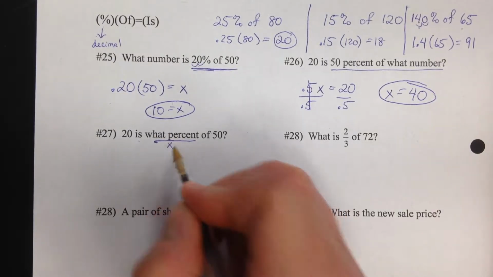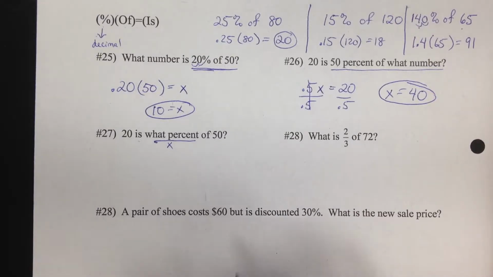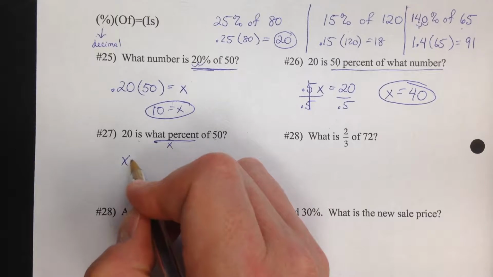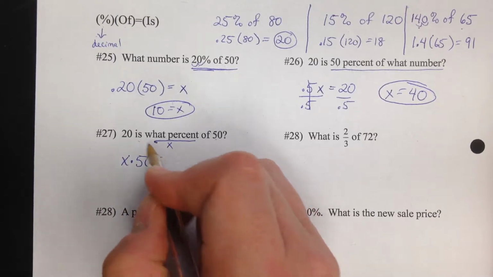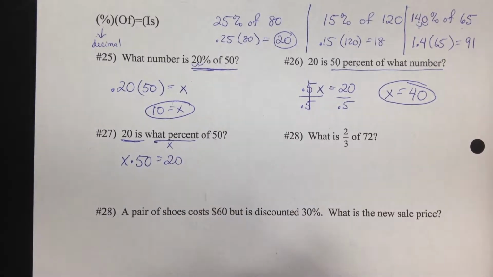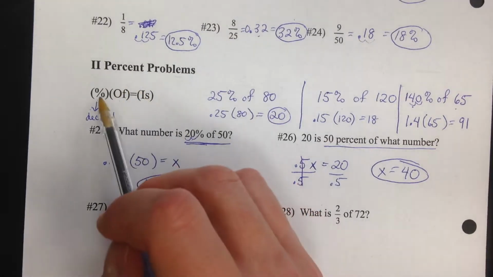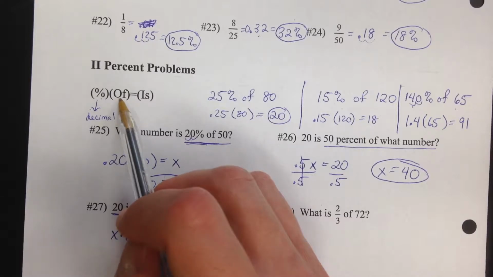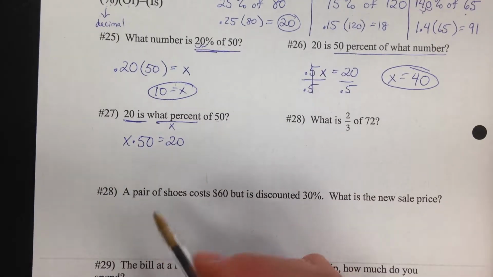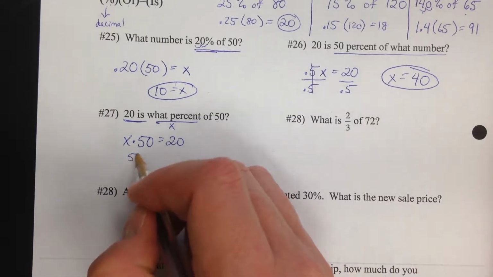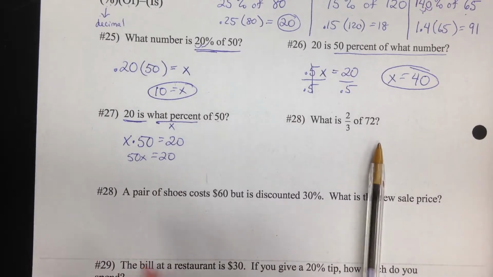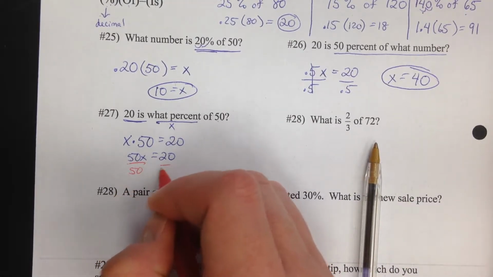So my variable this time is going to be the percentage. It's always the percent of a number. So it would be x times 50 is, that's the equals part, 20. So it's always percent times the number of is, that's equals whatever that value is. Okay, so this is 50x equals 20. 50 times x, to undo that, we're going to divide by 50.